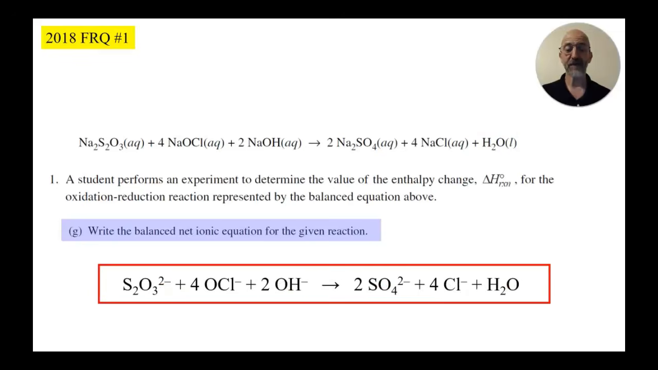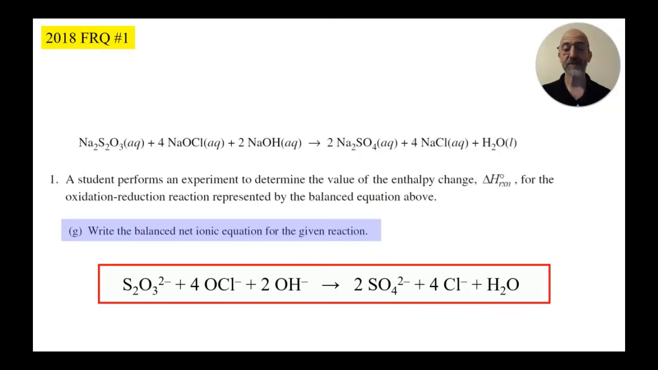This is my final answer. Now, is it balanced in terms of atoms? Yes. I see 2 sulfurs on the left, 2 sulfurs on the right. I see a total of 9 oxygen atoms on the left, and I see 9 oxygen atoms on the right, if I counted correctly. I see 4 chlorines on the left and 4 chlorines on the right, and I see 2 hydrogens on the left and 2 hydrogens on the right. So it's definitely balanced in terms of atoms.